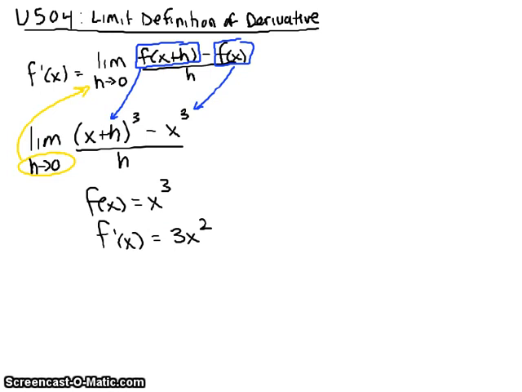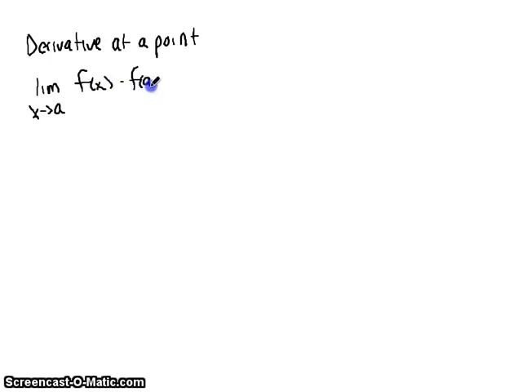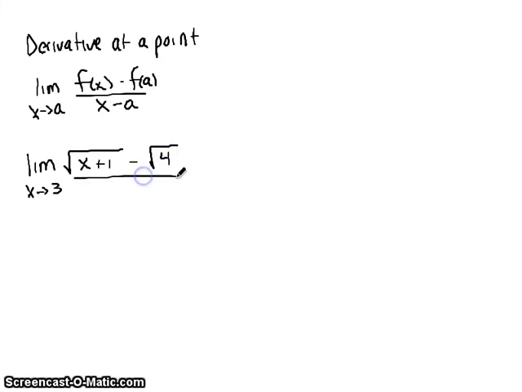There's one other definition for a derivative using limits, and that's for the derivative at a point. And that limit definition says this: the limit as x approaches a, and a is just some constant, of f of x minus f of a over x minus a. So how this might show up is something that looks like this: the limit as x approaches 3 of the square root of x plus 1 minus the square root of 4 all over x minus 3.